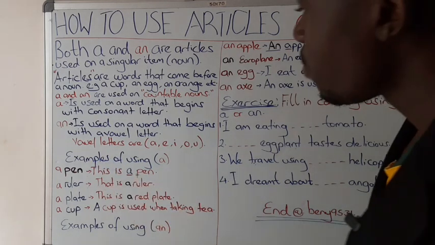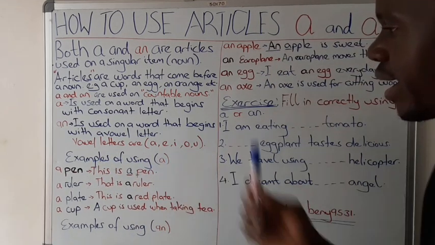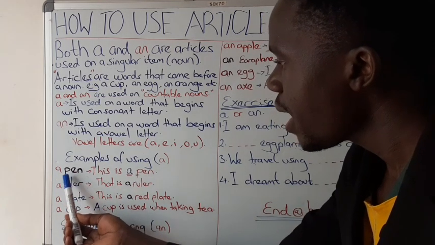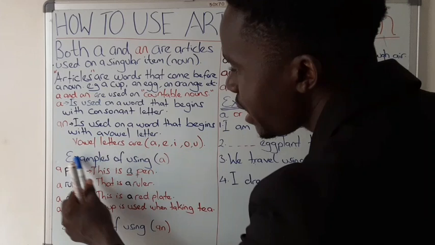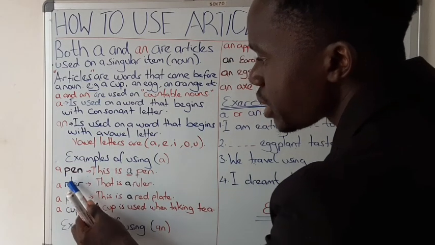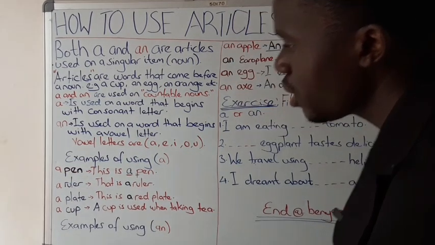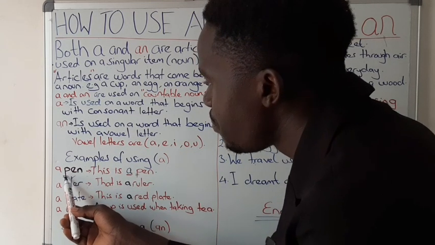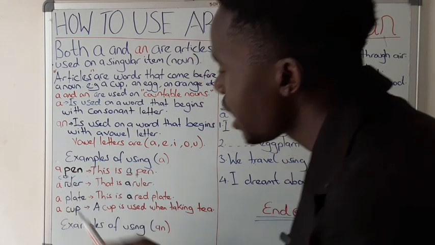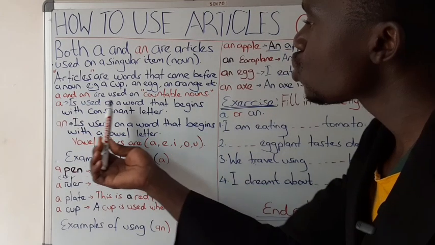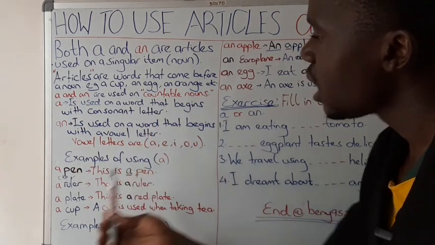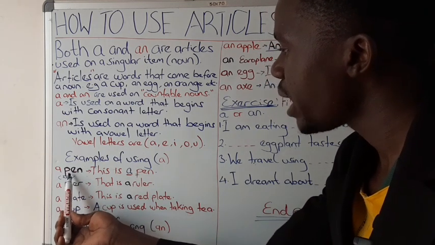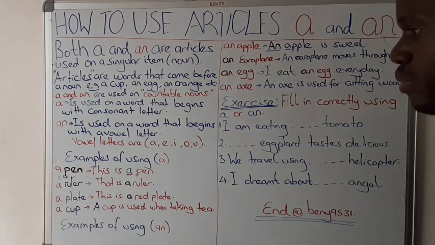Okay, let's have some examples of how we use a in particular. For example, a pen. In this case, pen is the noun, but pen starts with letter P. Hope you can note this. P follows under consonant letters. So we've said a is used on a word that begins with a consonant letter. So we are going to say a pen because pen starts with letter P, and P is a consonant letter. Hope we are together.